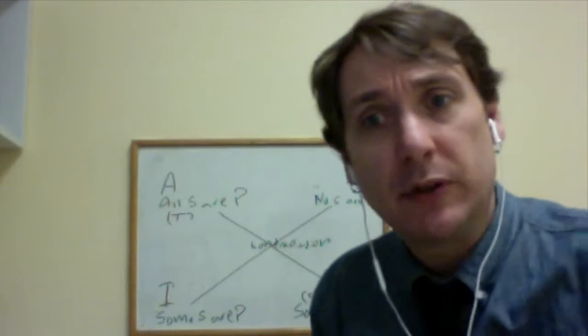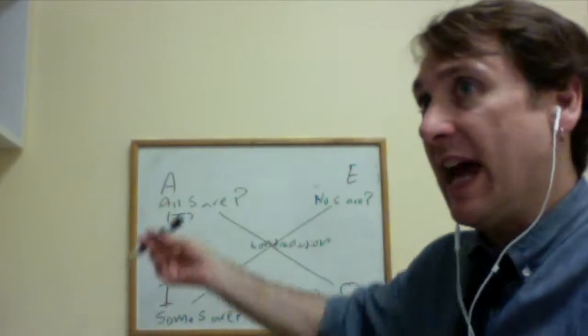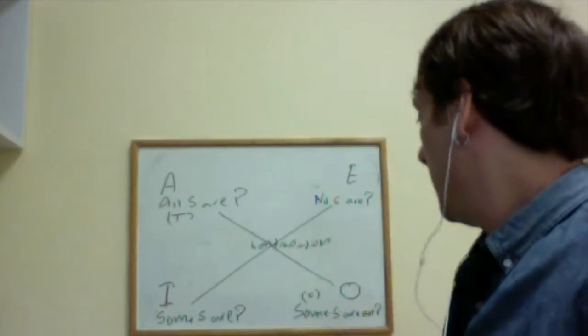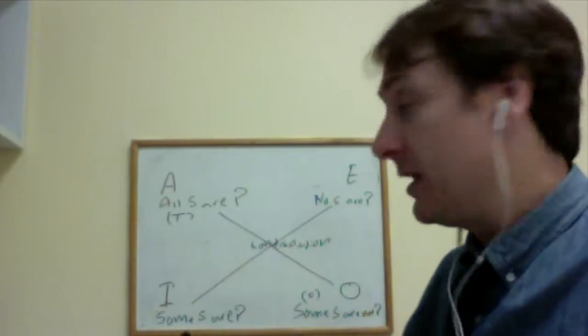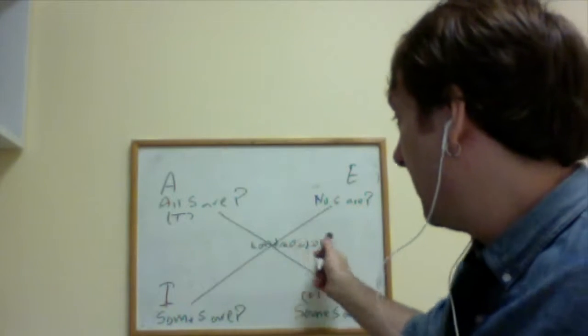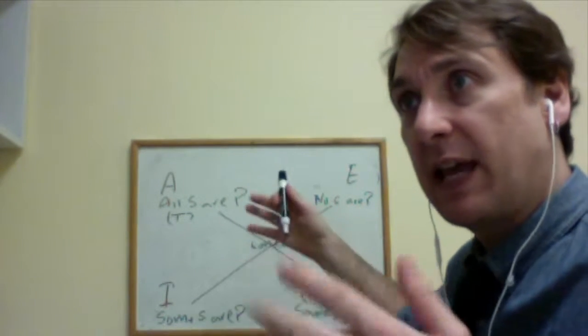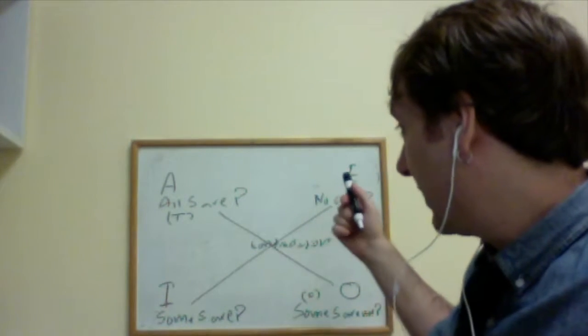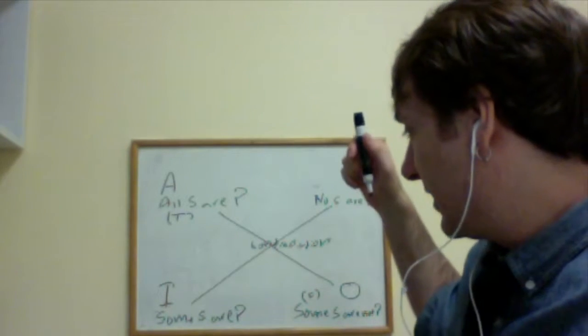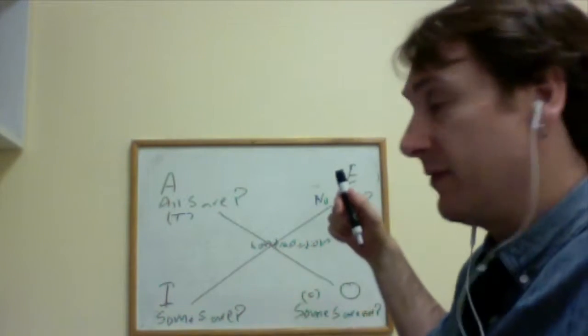All dogs are mammals. So if we know that's true, then that logically entails that some S are not P must be false, because those two statements are contradictions. They can't both be true at the same time, and they can't both be false at the same time. One must be true and the other must be false.